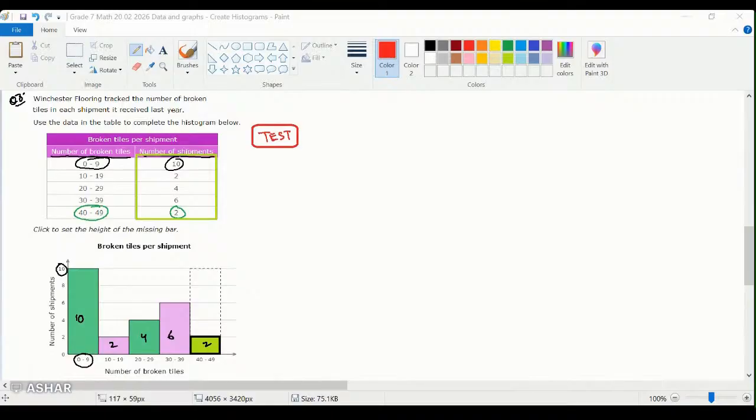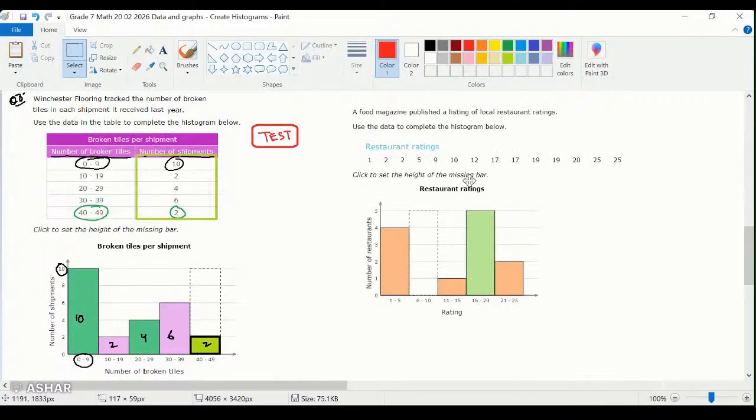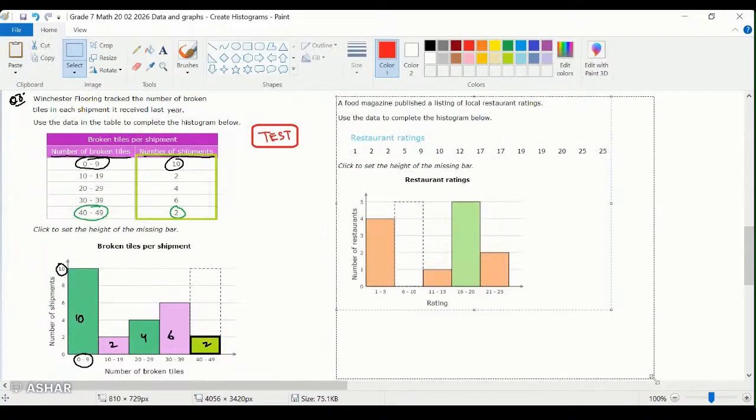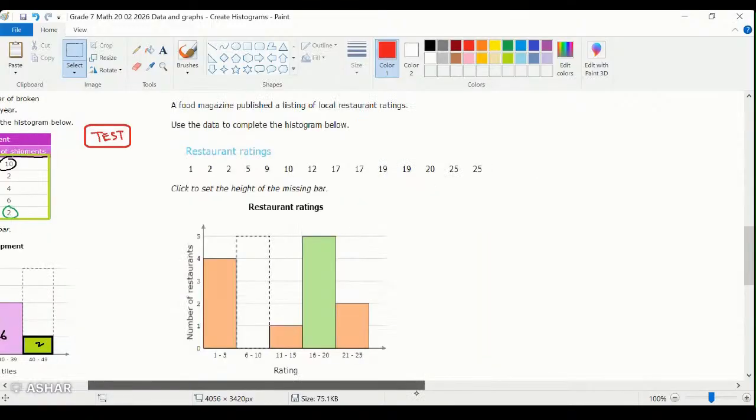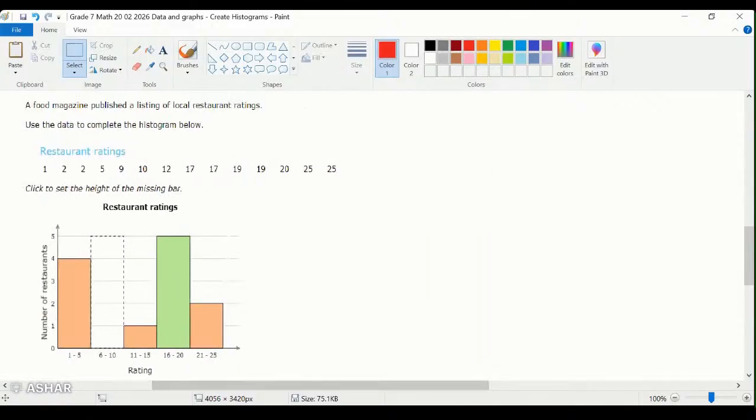Okay. This information has been provided to us: a food magazine is publishing restaurant ratings. They gave ratings to restaurants between this and this value. This is our question number 1.